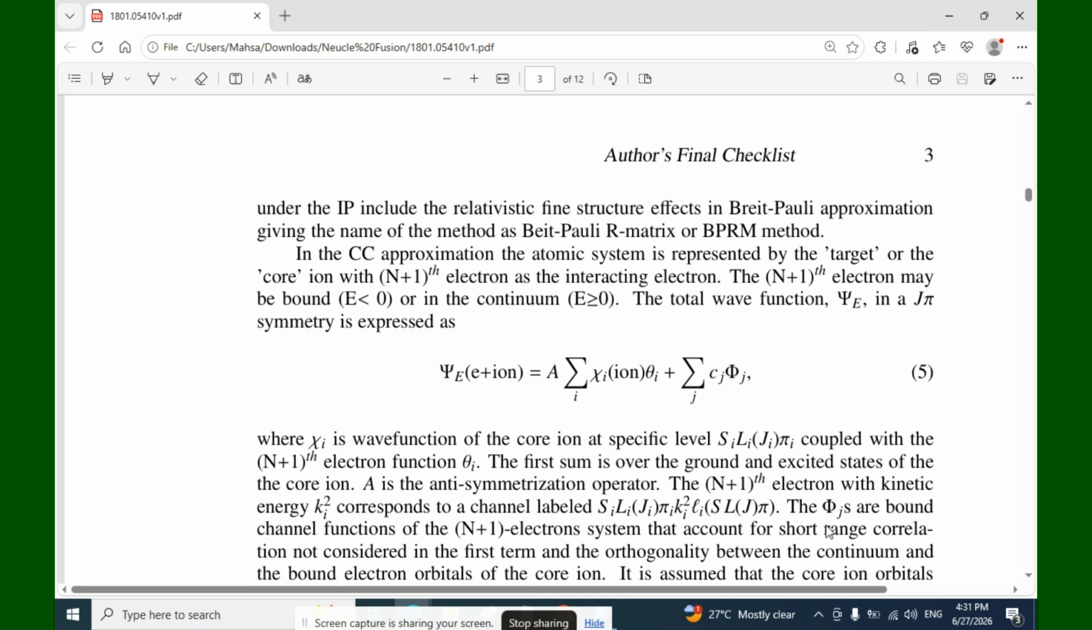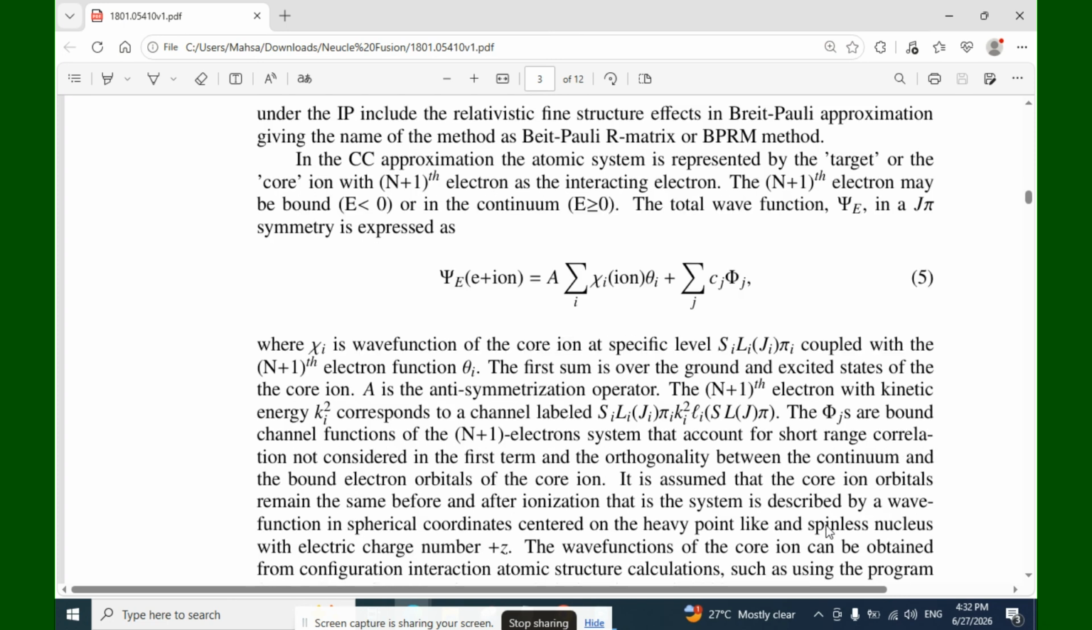In the CC or close coupling approximation, the atomic system is represented by the target or core ion with the (N+1)th electron as the interacting electron. The (N+1)th electron may be bound, E less than 0, or in the continuum, E greater than or equal to 0. The total wave function Psi_E in a J-pi symmetry is expressed as Psi_E(e+ion) = A sum_i chi_i theta_i + sum_j c_j phi_j, where chi_i is the wave function of the core ion at a specific level S_i L_i J_i pi_i, with the (N+1)th electron function theta_i. The first sum is over the ground and excited states of the core ion.